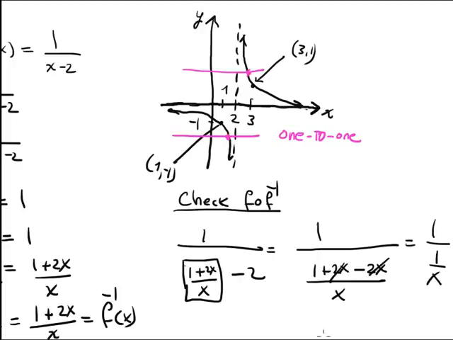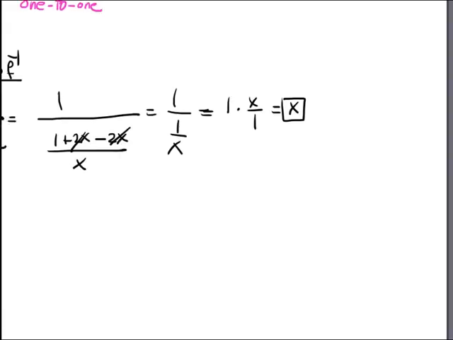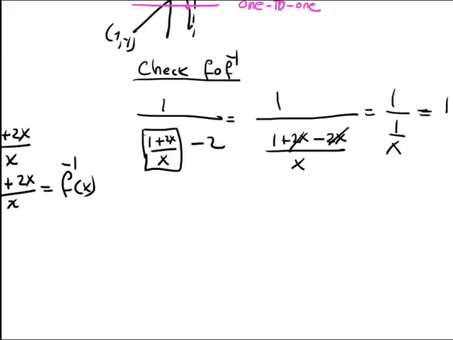Flip it, 1 times x over 1, yes, obviously is x. Good. Identity. Okay, after that, let's do it in different order.